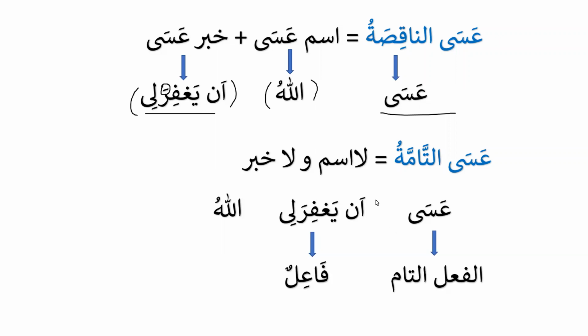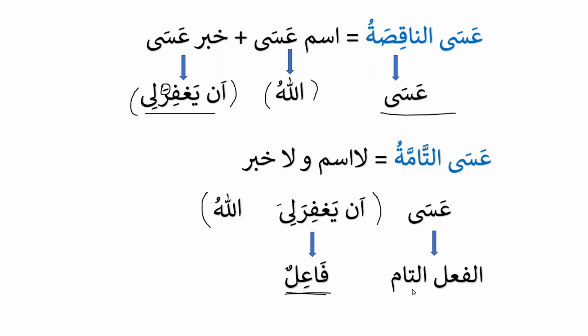So what happens? We have asa, and then after that we have al-fa'il, the doer, and the doer is an yaghfira li Allahu. I hope that Allah subhanahu wa ta'ala will forgive me. Here al-masdar al-mu'awwal is the fa'il, the doer, so it does not need ismun wa khabarun. And we need to know about this now because there is going to be a lot of discussion about asa an-naqisa and asa at-tamma.